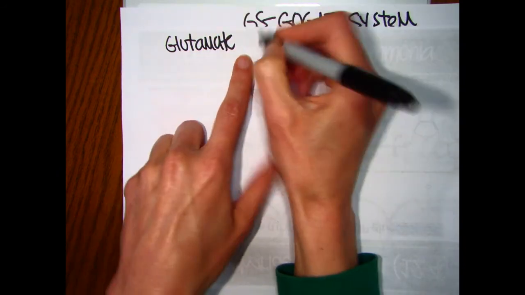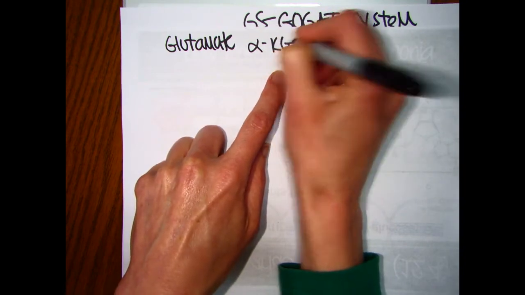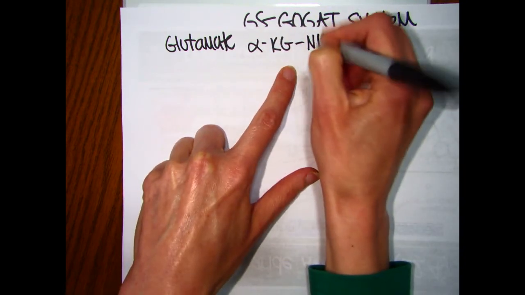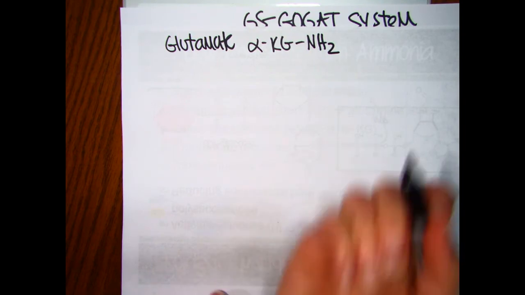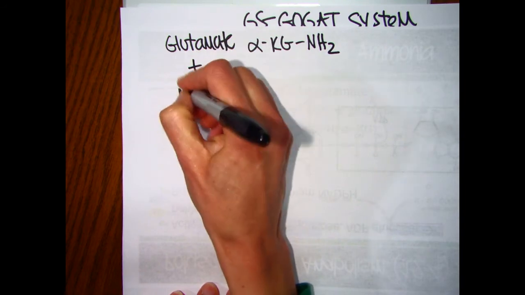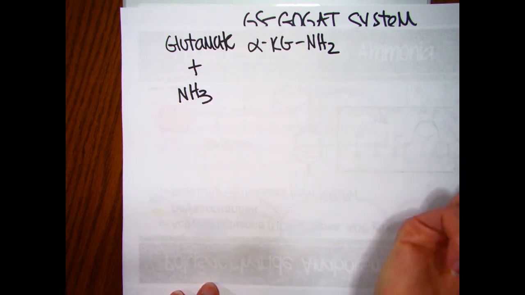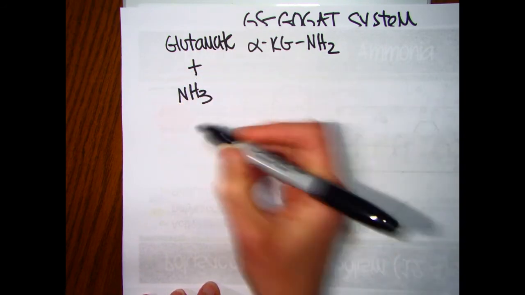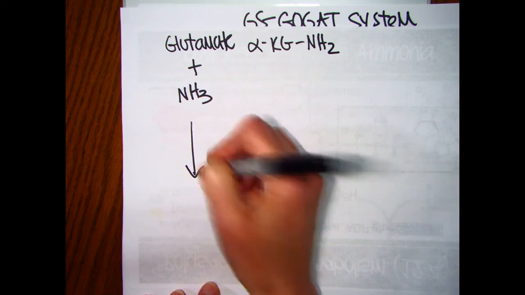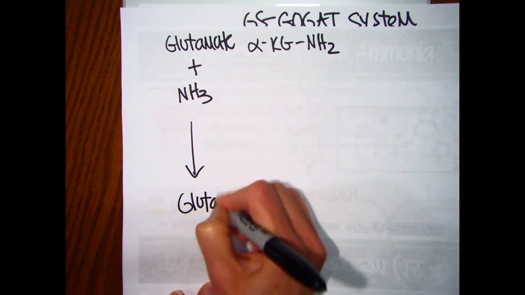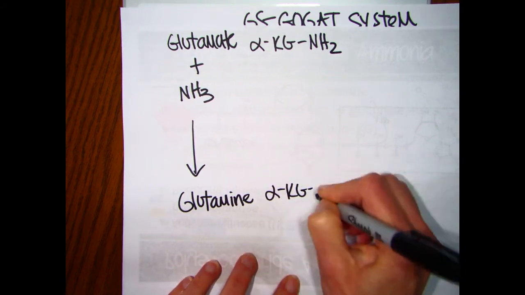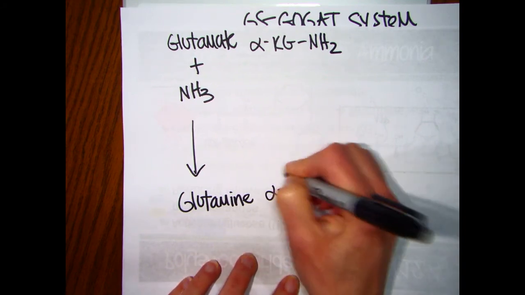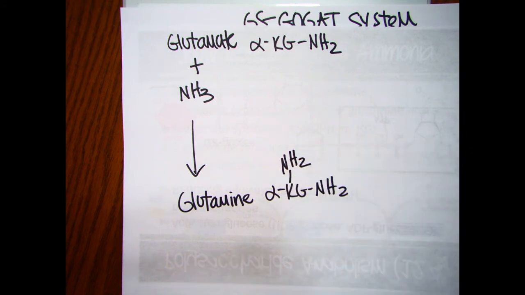Which I am going to, somewhat confusingly, write as alpha ketoglutarate amine group, because this is going to help us here in just a second. So we are going to start with the glutamate, and we are going to add more ammonia, and we are going to make glutamine, which is alpha ketoglutarate with 2 amine groups. Ta-da!